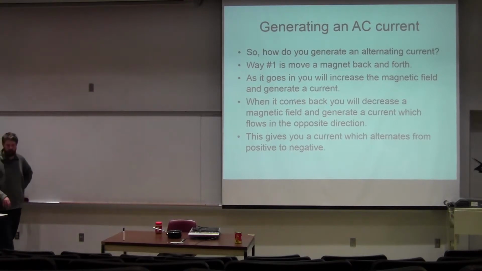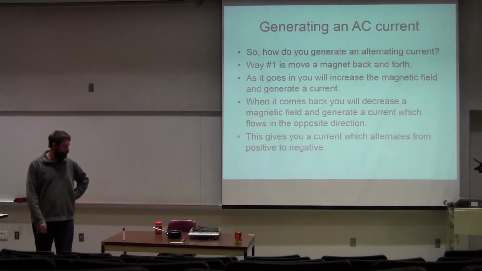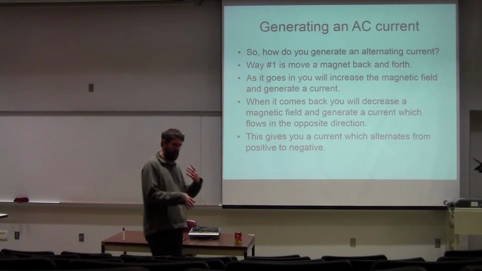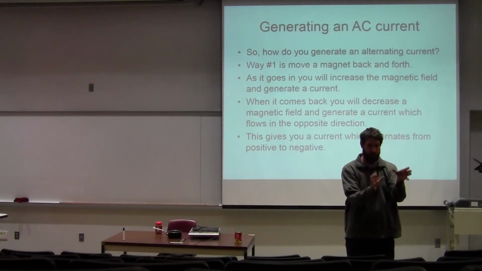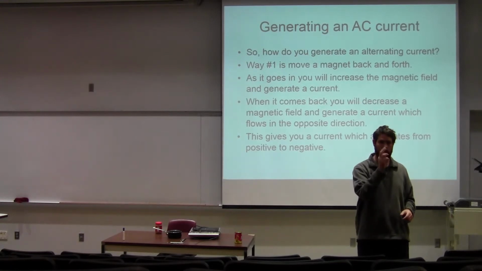All right, so how do we generate an alternating current? Well, instead of changing the magnetic field like we did for this device here, we have magnets set in place, and we rotate a loop of wire inside that magnetic field.